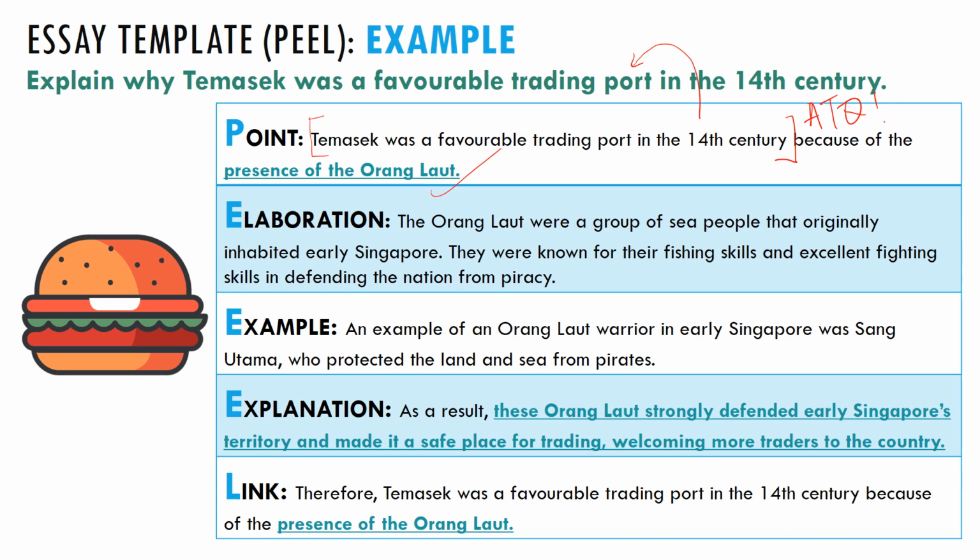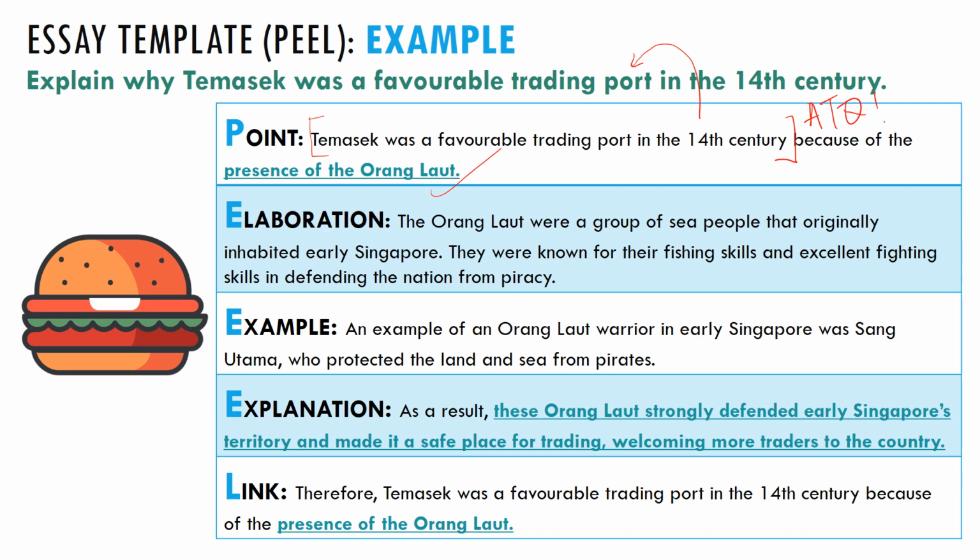Next, I elaborate on the Orang Laut. Basically, who, what, where, why, how. Okay? The Orang Laut were a group of sea people that originally inhabited early Singapore. They were known for their fishing skills and excellent fighting skills in defending the nation from piracy. Okay, I know there's many more, but let's just elaborate a bit, maybe 2 to 3 sentences on what the Orang Laut is or who they are.